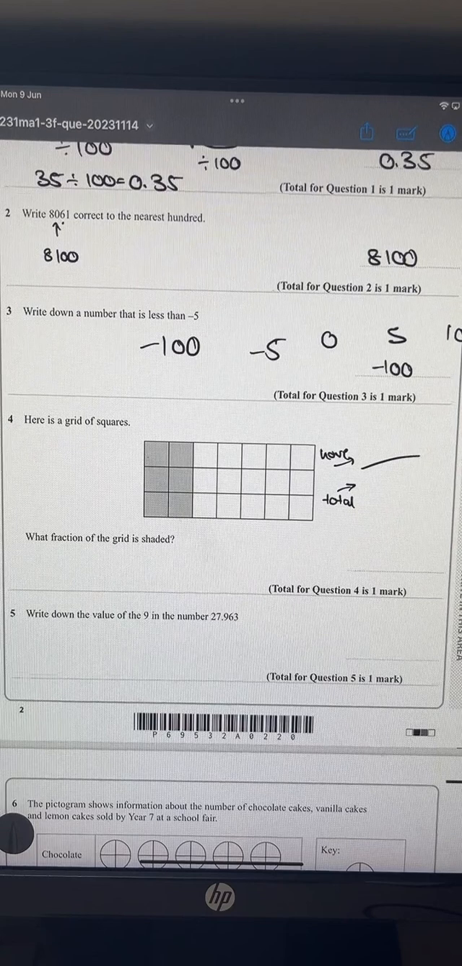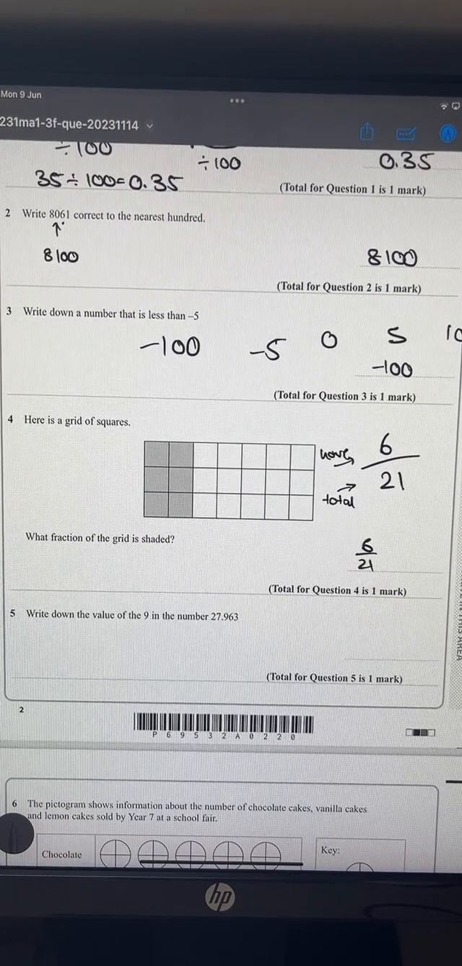And I've got 3 rows of that. So 7 times 3, 21. That's going to be my total, right? How many is shaded? 1, 2, 3, 4, 5, 6. 6. Can I simplify that? I can. It doesn't say I need to, though. So the answer could be 6 out of 21.